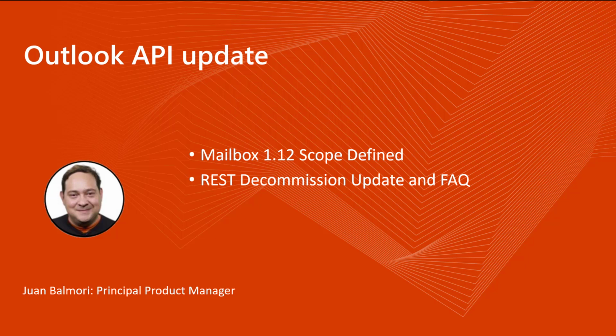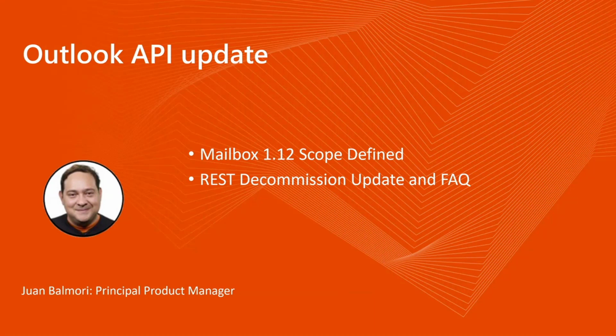So hello, this is Juan Balmori here. I have an Outlook update for you guys. I want to talk about two things here in the last few minutes of the call. One thing that I wanted to share with you is the Mailbox 1.12 scope defined. Basically, that's the next release of Outlook Add-ins APIs. And then I want to give you an update. We're getting a lot of questions about the REST decommission, and I want to make sure that you guys know the latest here, as well as answering a few of your questions, or your many questions, by the way.